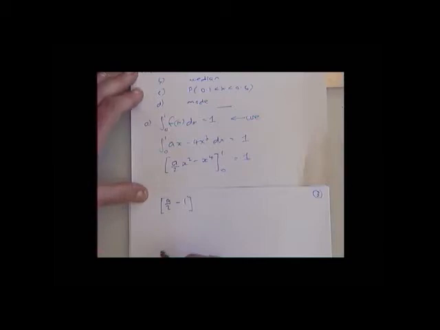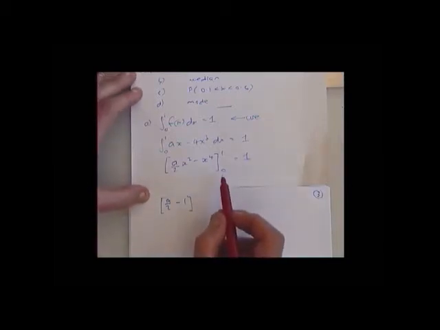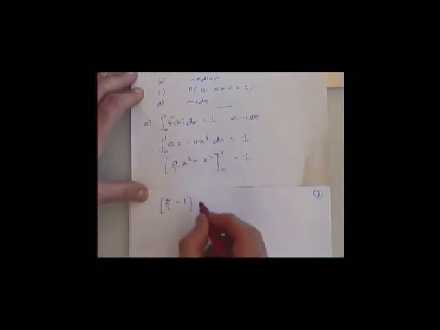What am I going to get, Lily, when I substitute 0 in? You're going to get 0, take away 0, which is 0. So the other one is just going to give you 0. I know that's equal to 1. So basically here I've got a over 2 minus 1 equals 1.